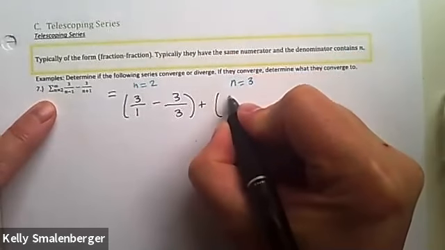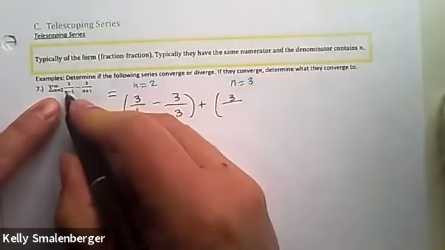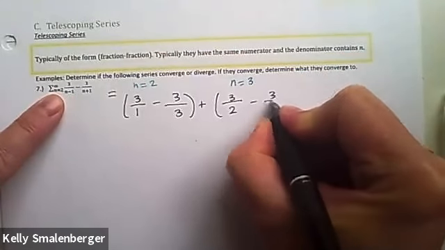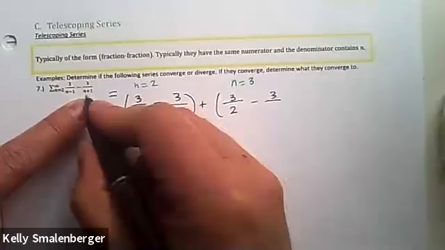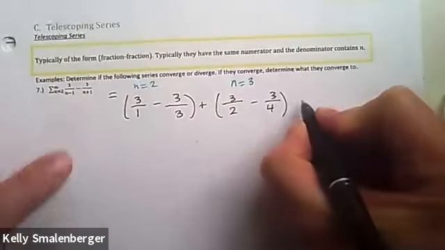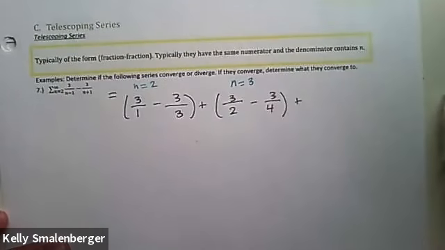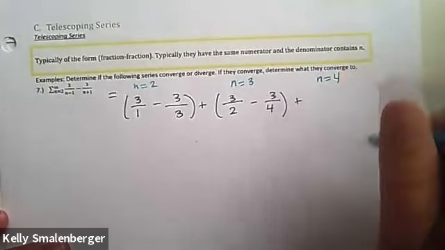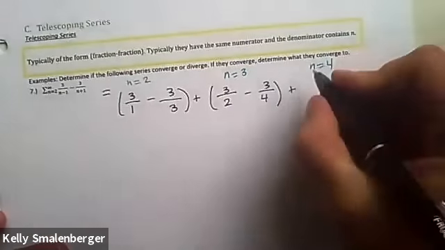All right, when n equals 3, I have 3 over 3 minus 1, which is 2, minus 3 over 3 plus 1, which is 4. Plus, all right, you guys write out a couple terms. I know this is something you guys can do on your own.